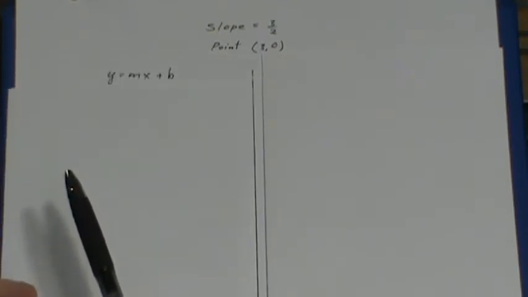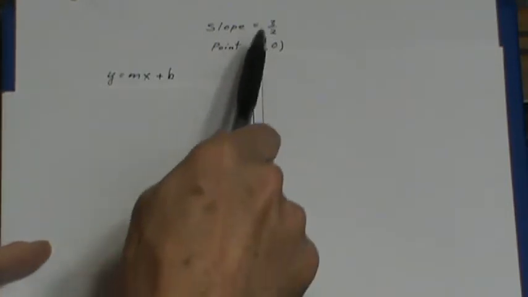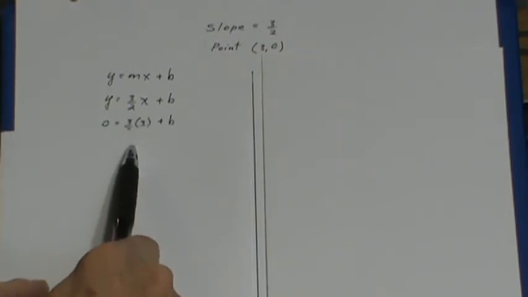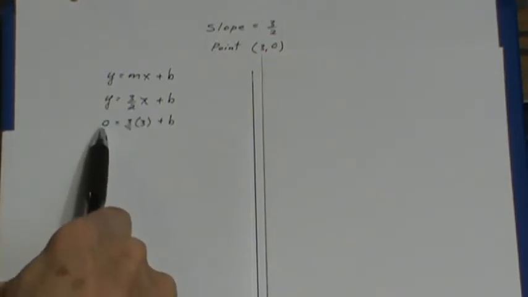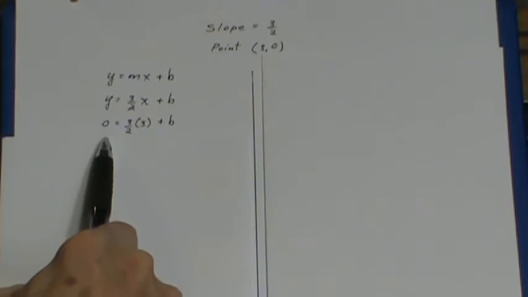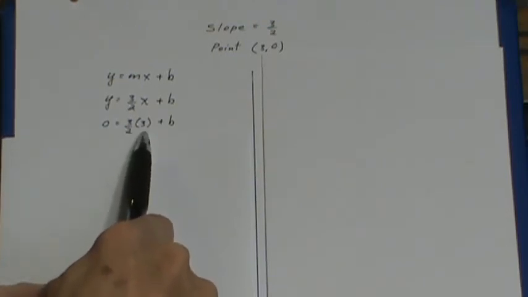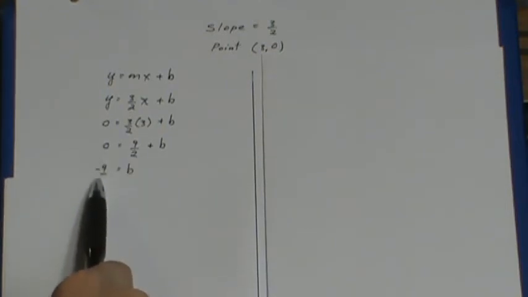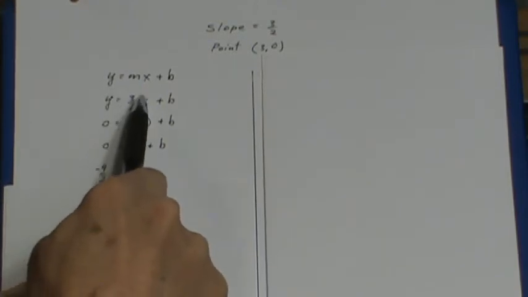If you wish to use y equals mx plus b, put the slope in. Slope is 3/2. Put the point in, 3, 0. There's the 3 for x, and the 0 for y. Multiply this out, this gives you 9/2. Move the 9/2 to the other side, and we have the value of b. And we're all set to write the equation now. We have y equals 3/2 x plus b, and there's our b on the end.